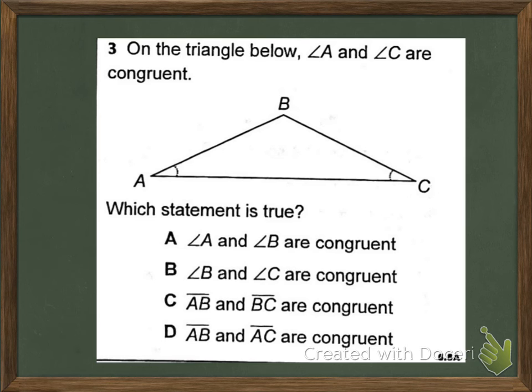Number 3 says, on the triangle below, angle A and C are congruent. That means that they're equal to each other. So if angle A and C are congruent, this is an isosceles triangle, which means that side AB is congruent to side BC. So it says angle A and B are congruent? No, it told us A and C are congruent. Then it says that angle B and C are congruent. Well, no, it told us that A and C are congruent. Okay, and it says side AB, that's right here, is congruent to side BC. Is that correct? Yes, that is correct.